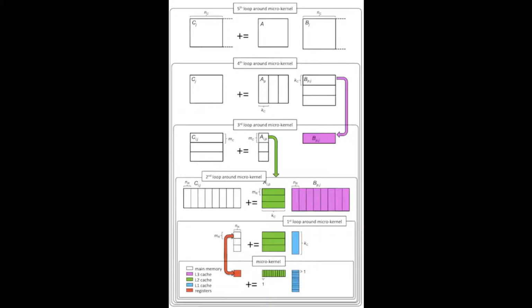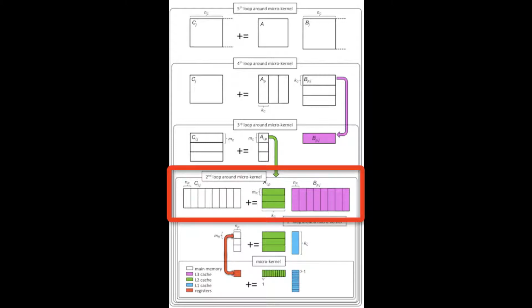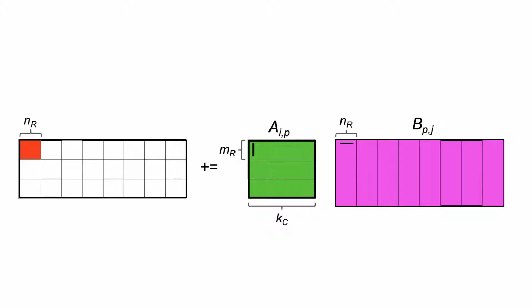Here's the picture of the 5 loops around the microkernel, and what we're going to do is zoom in on the second loop around the microkernel to see how packing fits into this. We start by updating a microtile of the block of C by multiplying a micropanel of A times a micropanel of B, and remember that that was done as a sequence of rank 1 updates, so we march through as such.